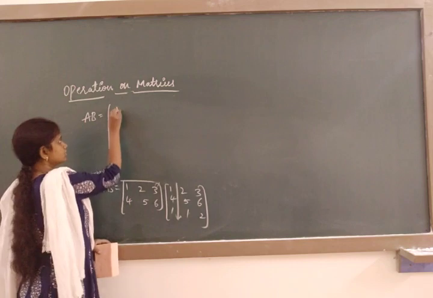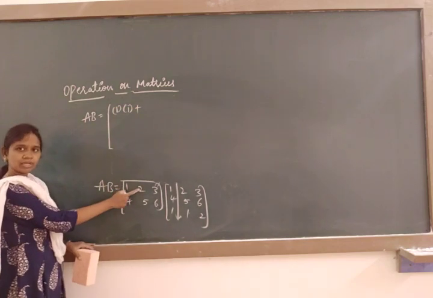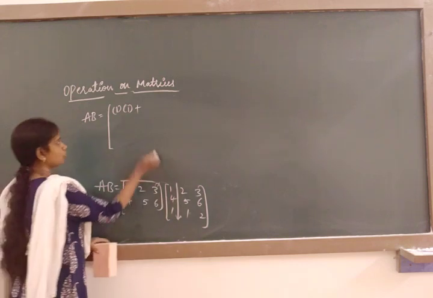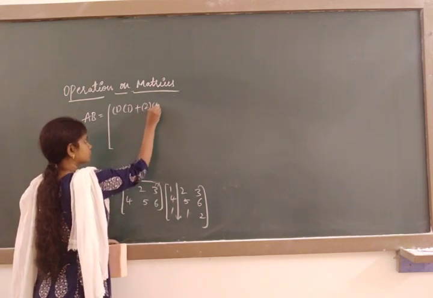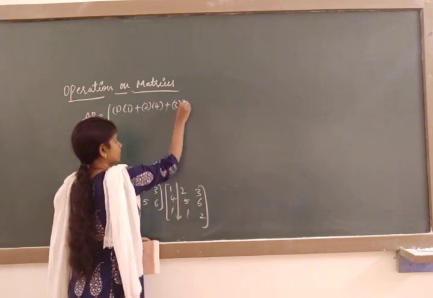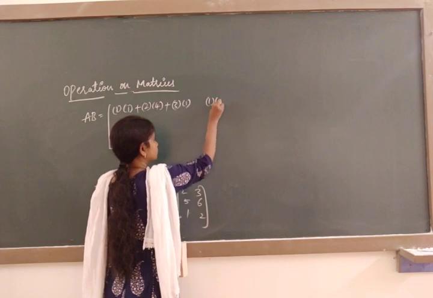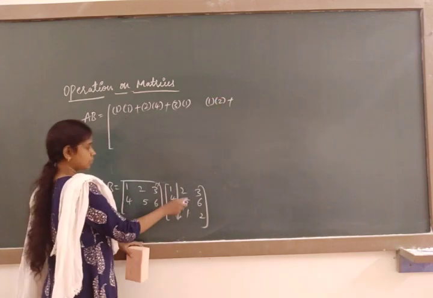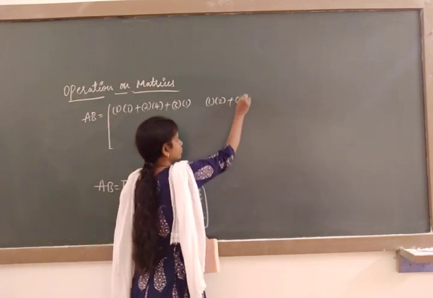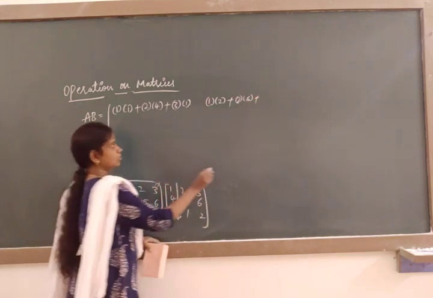So 1 into 1, this is the procedure. You have to remember, when you are moving to the next, you have to take plus 2 into 4. Next 3 into 1. Next 1 into 2. Next 2 into 5. Next, first row with the second column, 3 into 1.